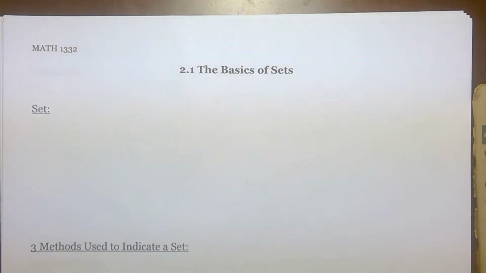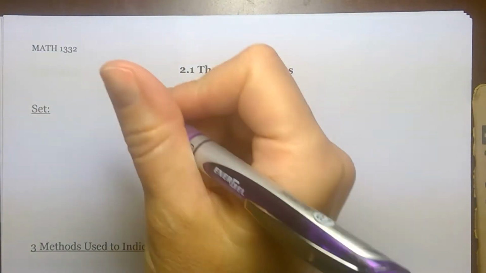Today in section 2.1, we're going to talk about the basics of set theory, get some fundamental notation and definitions in our notes so that we can start working with different notations for set theory. A set is defined as a collection of objects that we call elements.